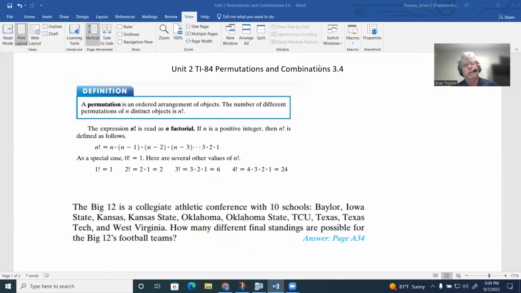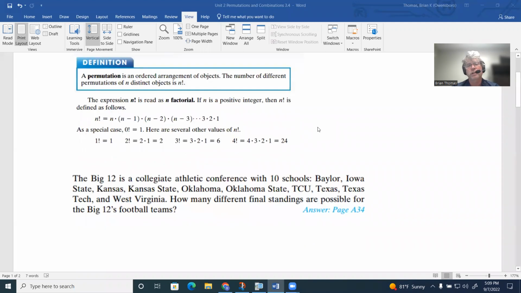So looking in Unit 2, this is working with the calculator again in the TI-84. This is going to come from Section 3.4, additional topics, permutations and combinations. So I'm just going to introduce you to a little bit of using the calculator to do some things with factorials, and also there's a formula for permutations and combinations on the calculator as well that we take advantage of to kind of solve the problems a little bit quicker.